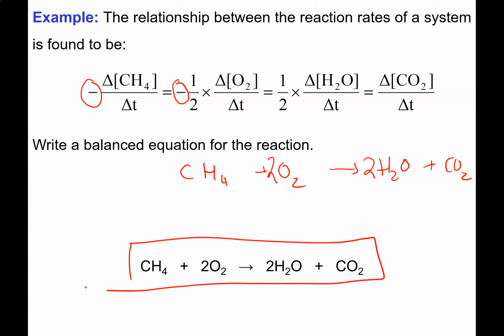There's my balanced equation. 1 methane, 2 oxygens. I recognize they were the reactants because of the minus signs in the rate expressions. 2 waters, 1 CO2. I recognize these were the products because they did not have a minus sign in their rate expression. And then the coefficients I got from these coefficients that are at the front of the rate expression there. Okay, so that's pretty straightforward, I think.